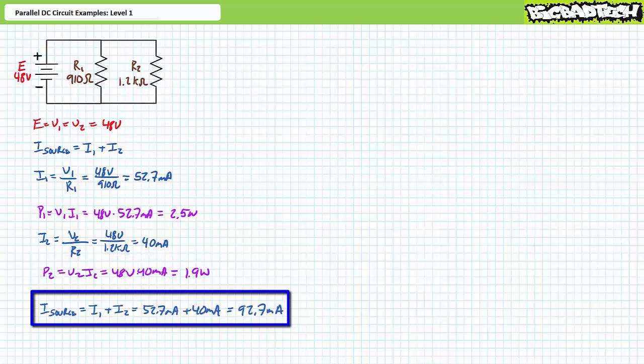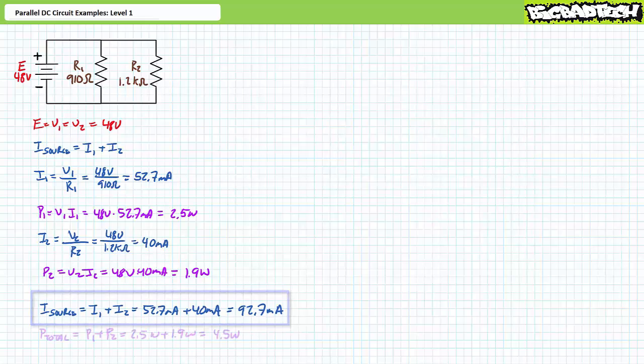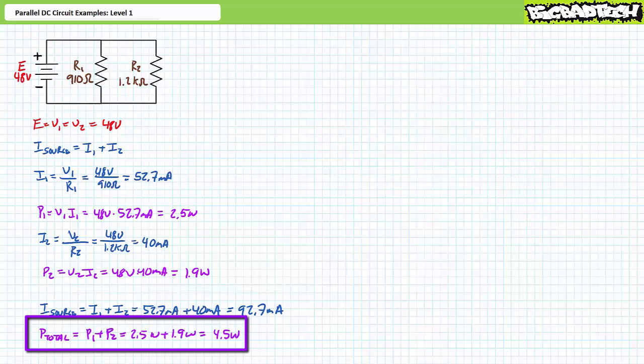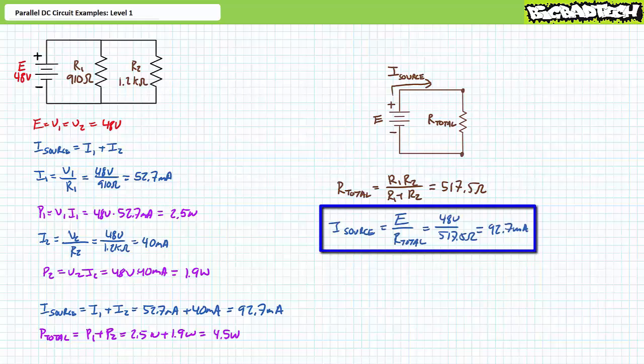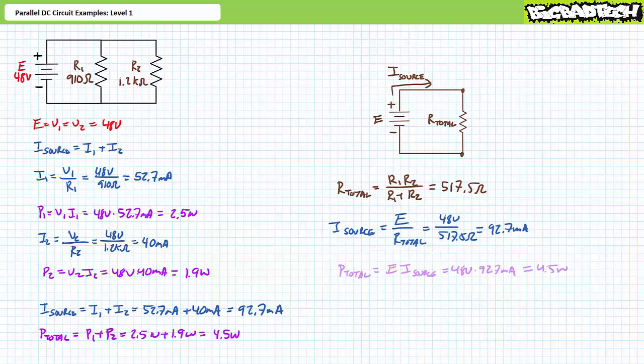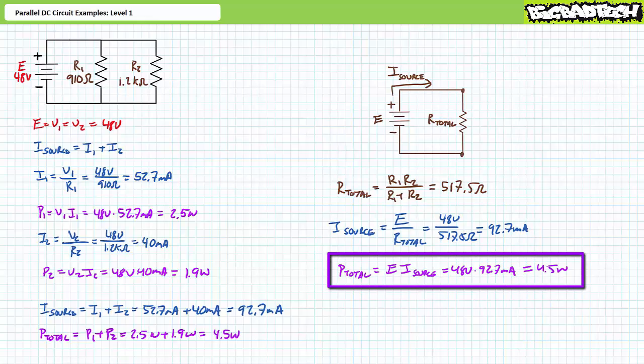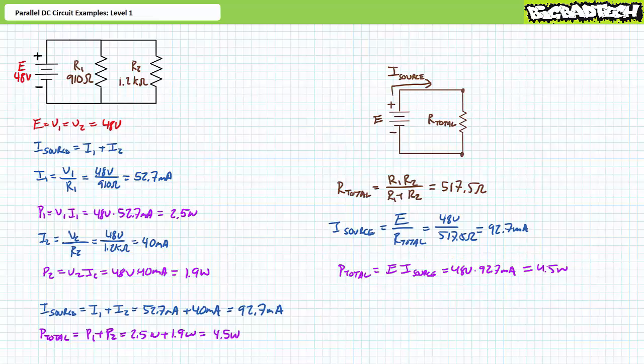Source current equals I1 plus I2. Substituting our calculated values yields 92.7 milliamperes. Finally, total power equals P1 plus P2. Substituting our calculated values yields 4.5 watts. As a means of checking our work, the parallel combination of a 910 and 1.2 kilo ohm resistor yields a total resistance of 517.5 ohms. An application of Ohm's law to this simplification similarly yields a source current of 92.7 milliamperes and a total power of roughly 4.5 watts. I've got a reasonable degree of confidence our answers are correct, and we can move on to the next illustrated example.